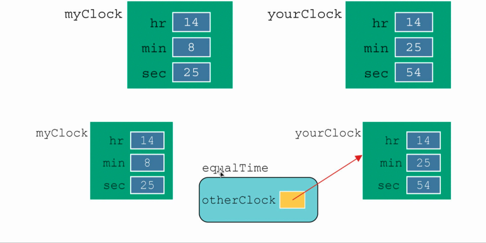Therefore, the member hour of myClock is compared with otherClock.hour. The member minute of myClock is compared to otherClock.minute, and the member second of myClock is compared to otherClock.second. Once again, from the definition of function equalTime, it is clear why it has only one parameter. Let us again take a look at the definition of function equalTime.